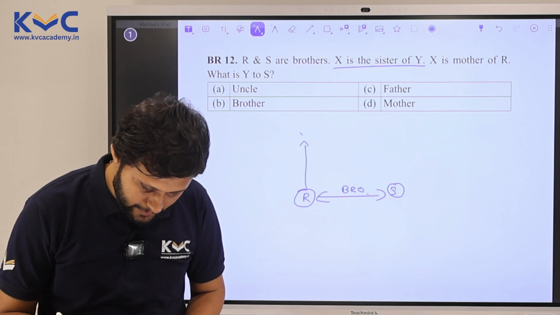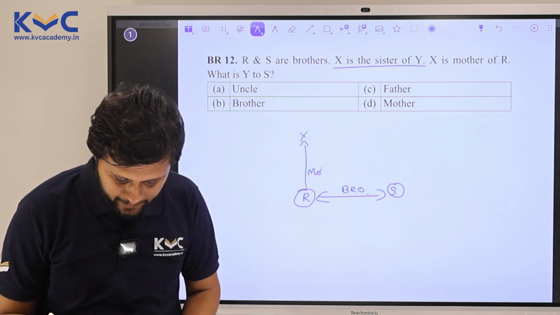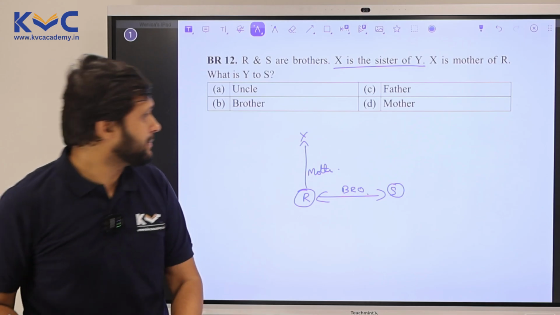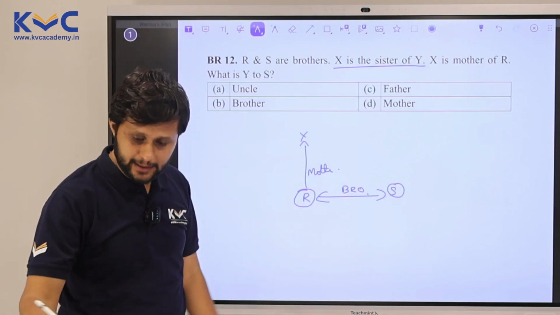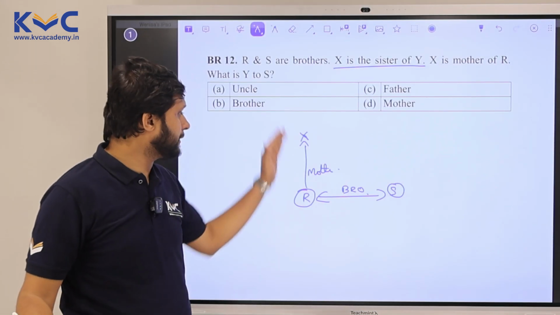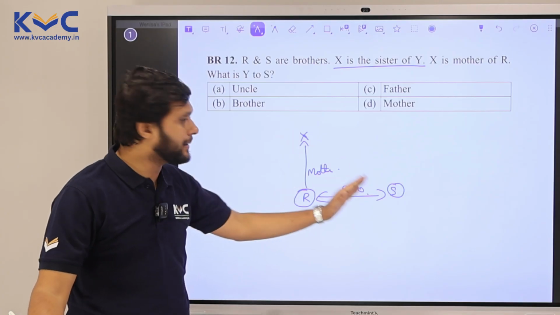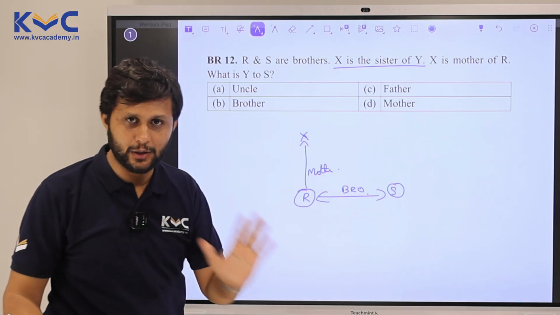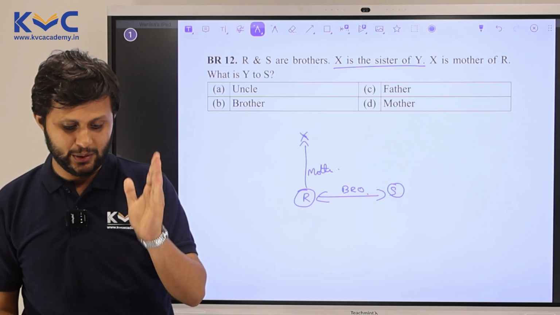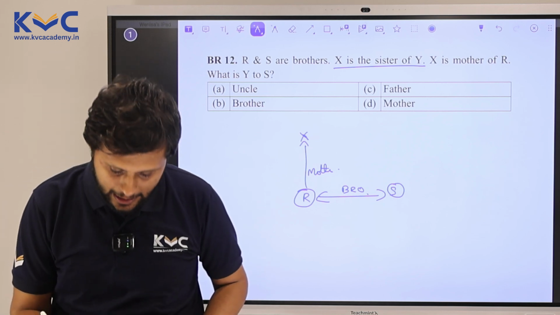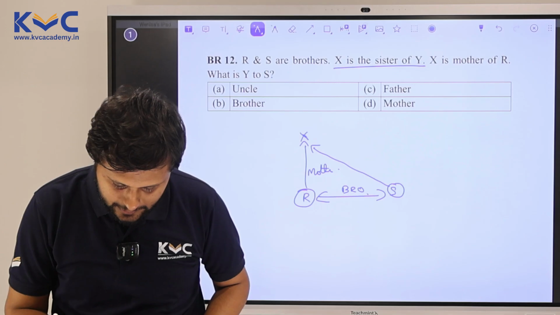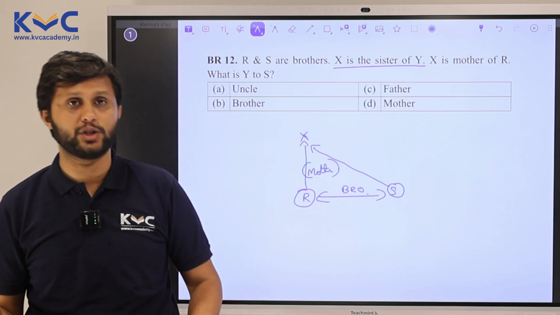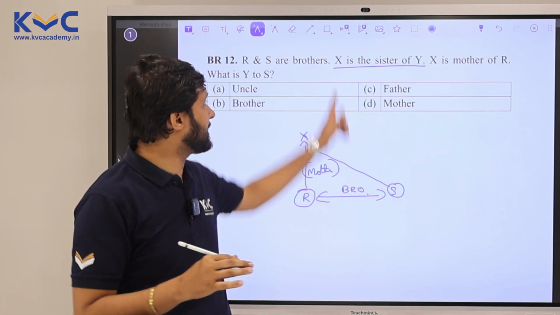X is mother of R. X is mother. If X is mother of R, this is X, right? Okay, this is X. X is mother of R. She's also mother of S. Remember that. She's also mother of S. So X is basically mother of R and S. Same relation. Now coming back to the one which I had skipped earlier.